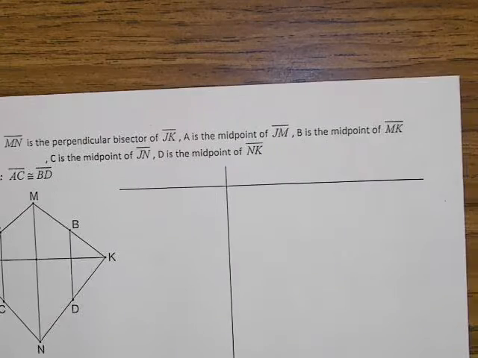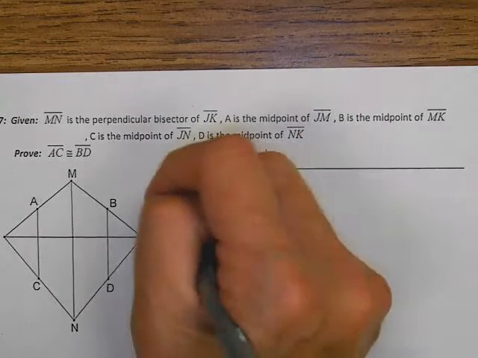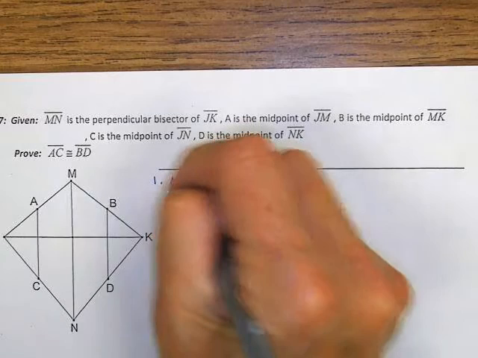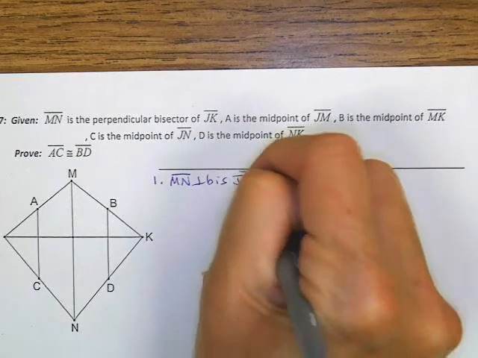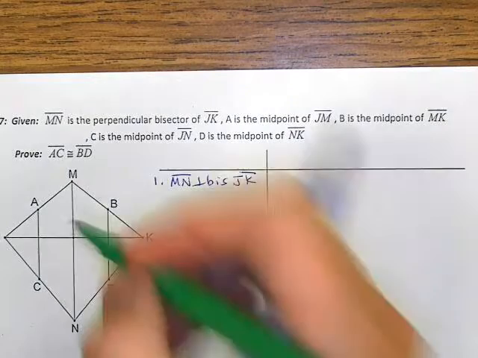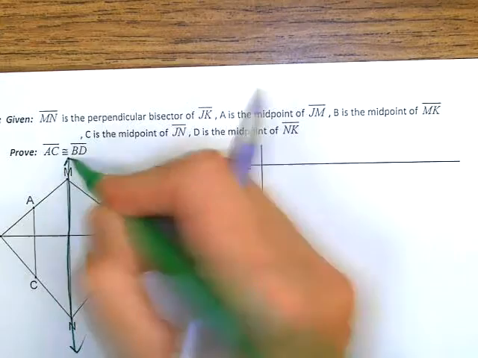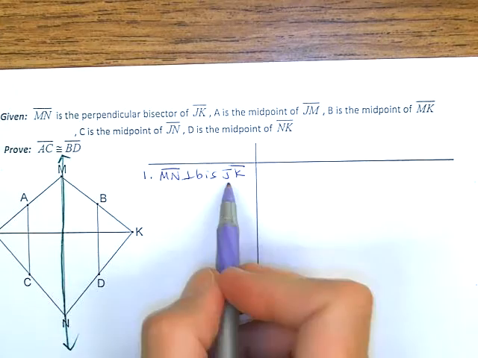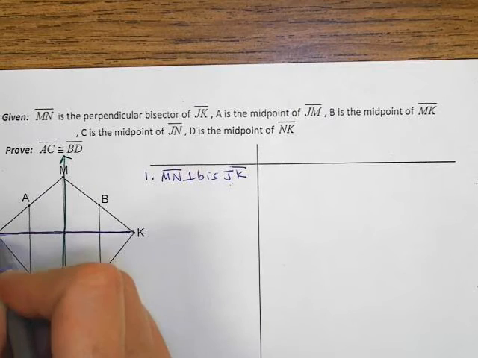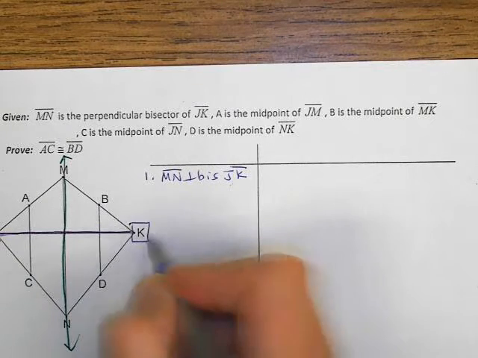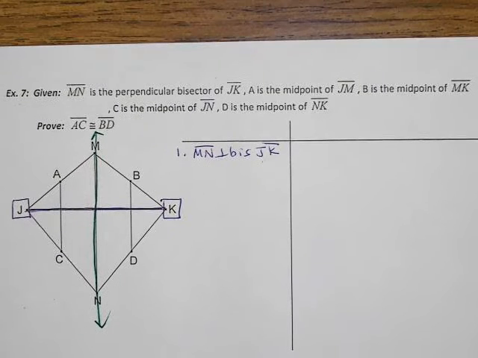All right, so let's take a look at this one right here. We are given a lot of information. We are given MN is the perpendicular bisector of JK. All right, let's mark that. MN is the perpendicular bisector, so I'm going to mark that in green. And it's the perpendicular bisector of the segment JK. So I'm going to darken that, and I'm going to box in J and K. That means all points on it are equidistant from J and K.